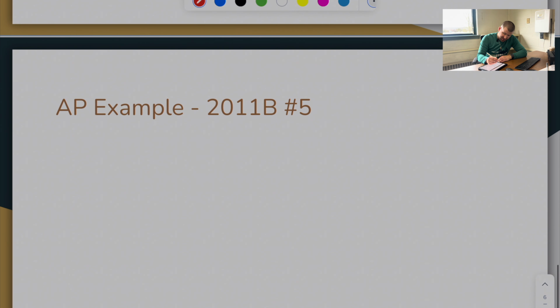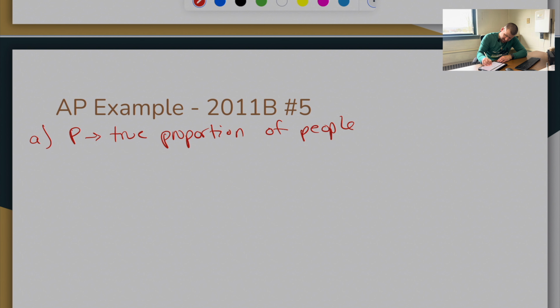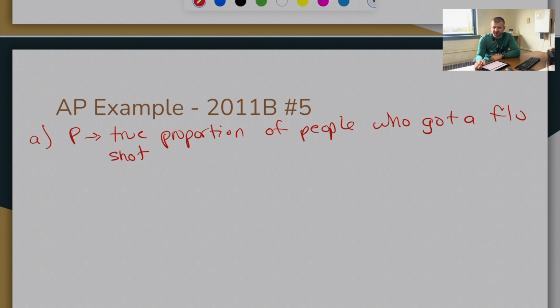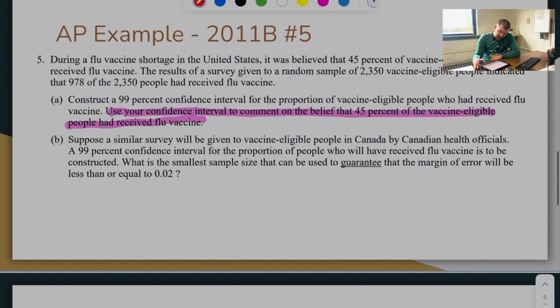So when I look at part A here, my P is the true proportion of people who got a flu shot. Now, obviously on the actual exam, we're going to put that in the exact context of the problem, meaning I'm going to say the true proportion of vaccine-eligible people who received a flu vaccine. I'm going to copy the wording directly from the problem.